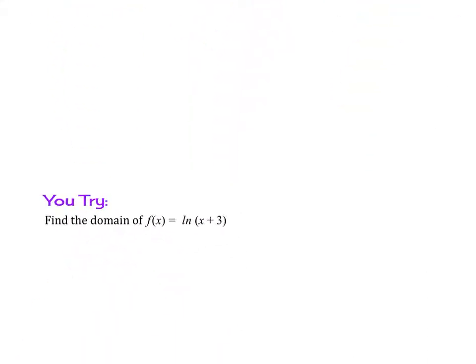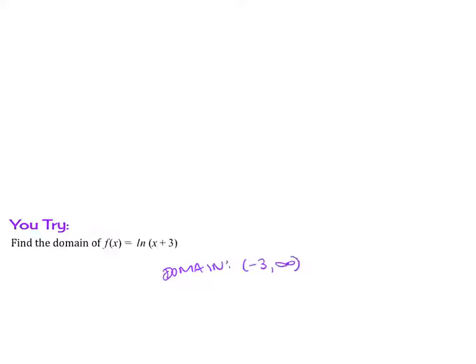So try this last example. Find the domain of f of x equals natural log of x plus 3. Okay, if you tried this out, you would know that the domain has to be from negative 3 to infinity. Not included because it's not going to hit that vertical asymptote.